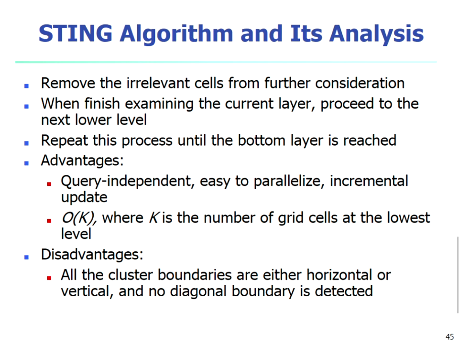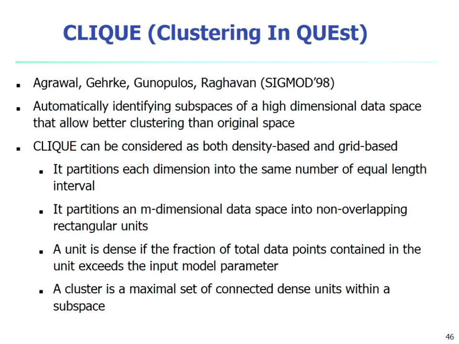The advantages of the STING algorithm: query independent, easy to parallelize, incremental update, and the complexity is O(K), with K the number of grid cells at the lowest level. The disadvantages of the STING algorithm: all the cluster boundaries are either horizontal or vertical, and no diagonal boundary is detected.